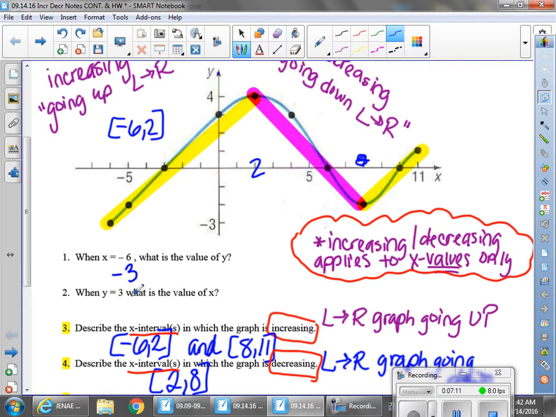So for number 2, when y equals 3, what's the value of x? Guess where I'm going to go first. Where? Y-axis, go to 1, 2, 3. What's the value of x? That's it. Yep, 0. Any questions on 1 and 2? Not bad, right? Pretty good? Okay.